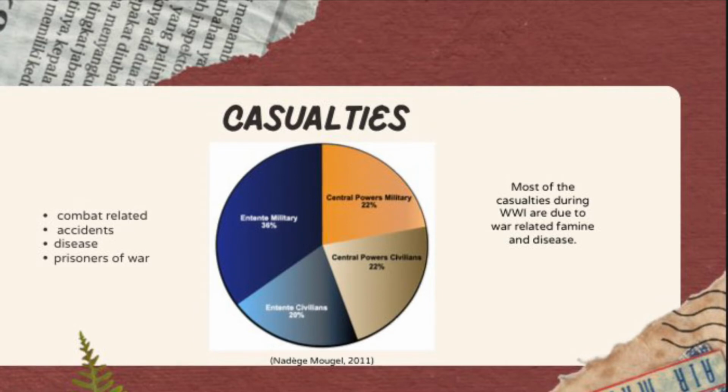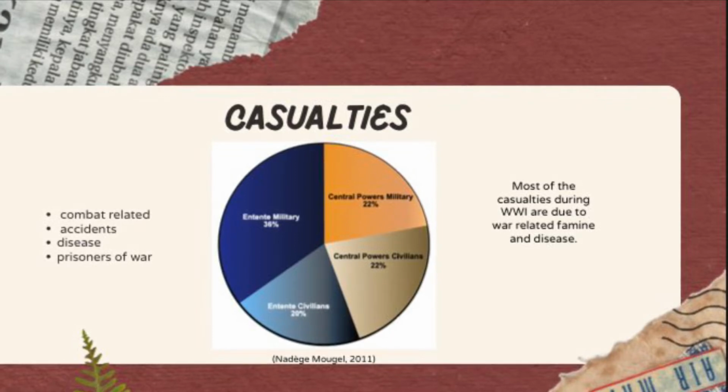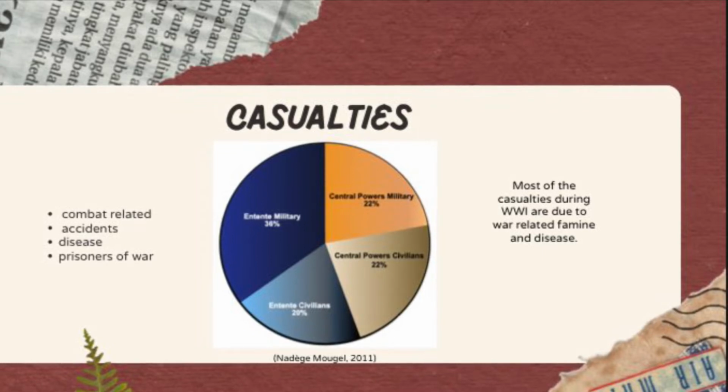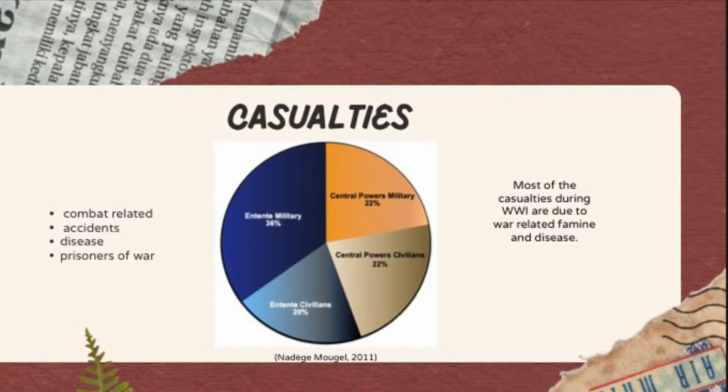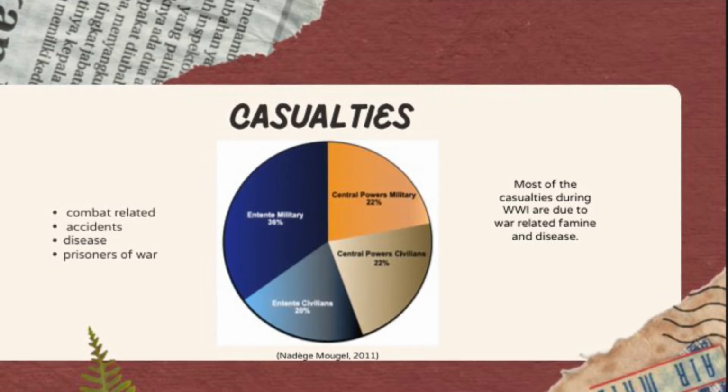Most of the casualties were combat related. They were accidents, or they were provoked by diseases, or prisoners of war, because the prisoners of war were poorly treated and weren't living in very good conditions, so they would eventually die. And most of the casualties during World War I are due to war-related famine or disease.